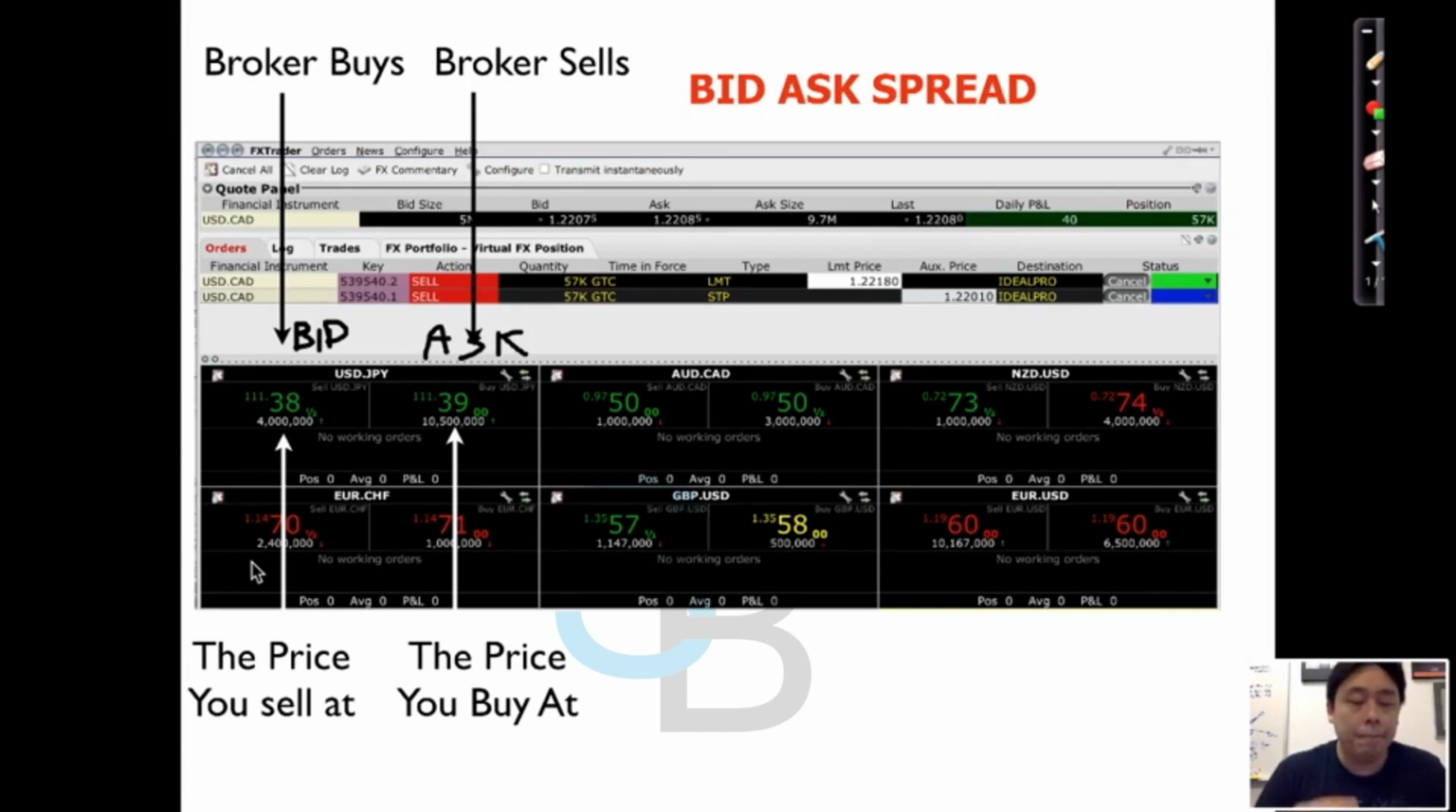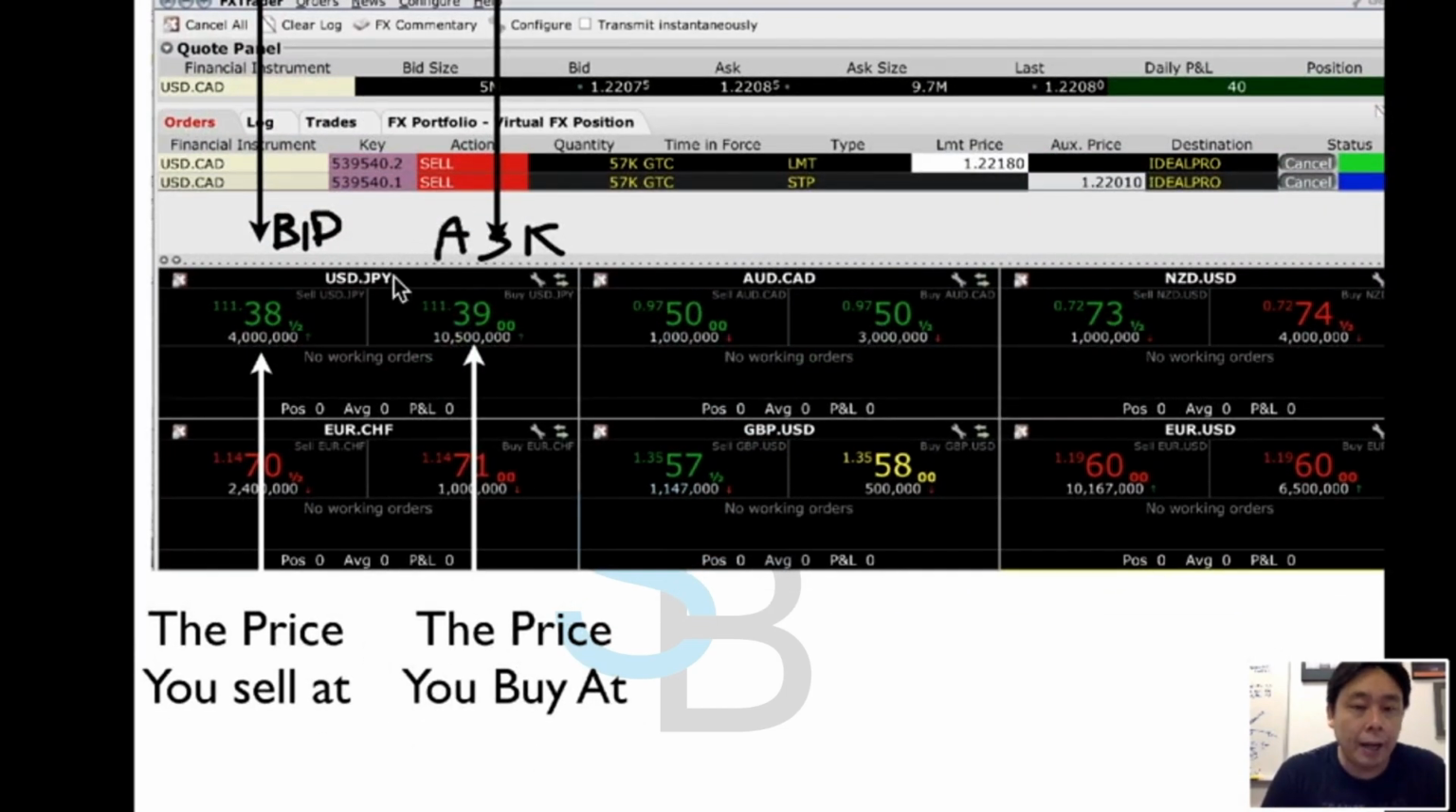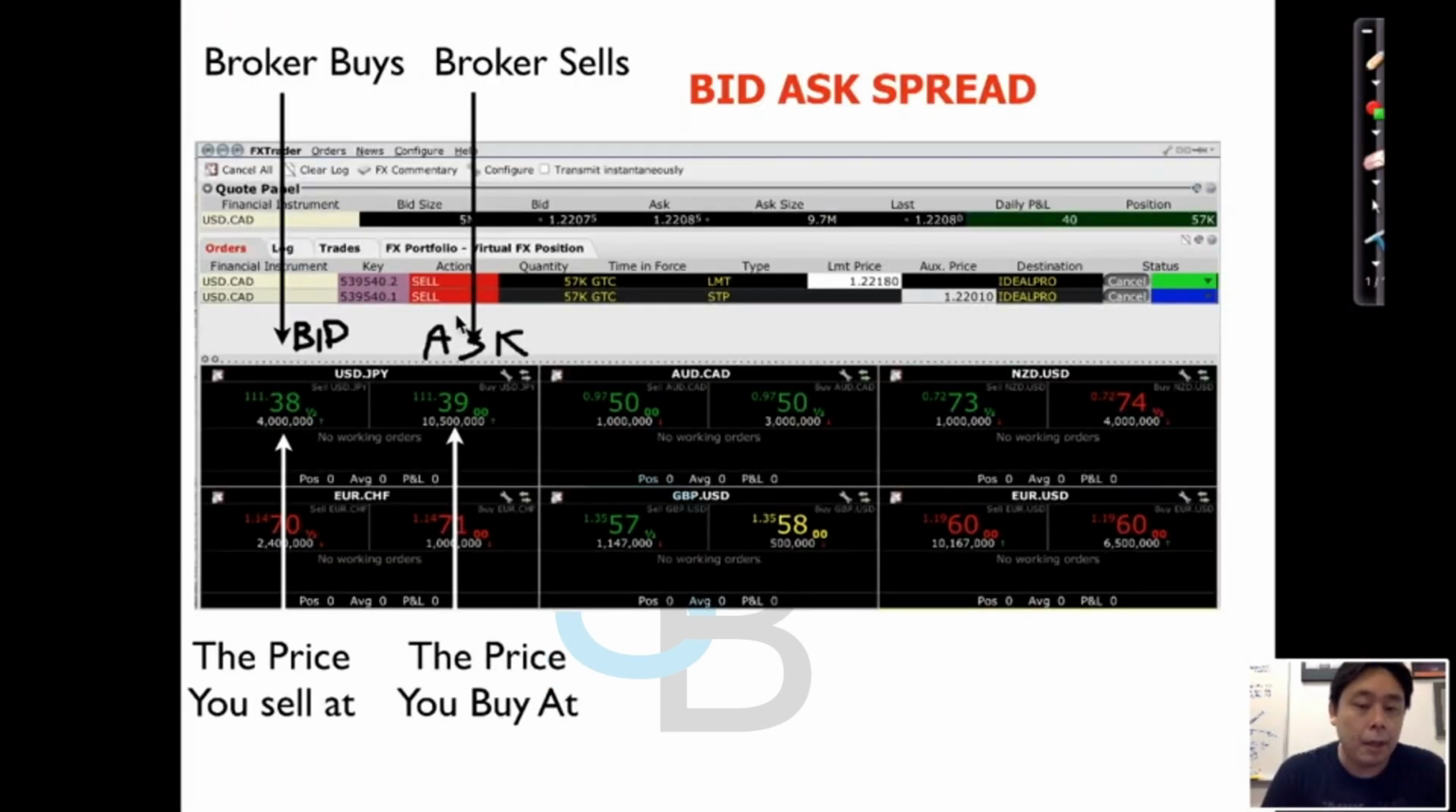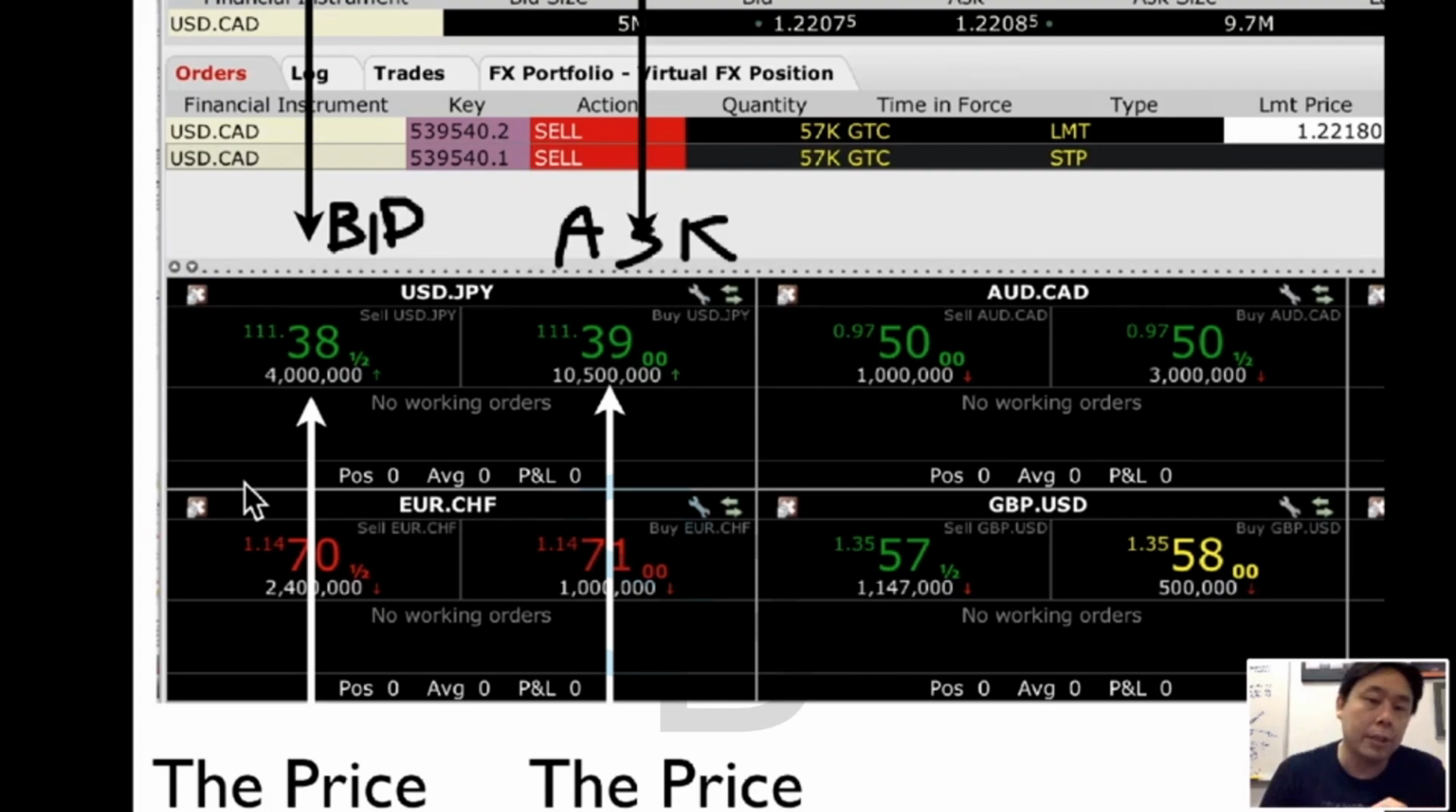Remember that when you want to buy, when you want to go long, you have to buy from a seller. So you always buy at the ask price. And when you sell, you must sell to a buyer, so you sell at the bid price. Always notice that the ask price is always higher than the bid price by a few pips.